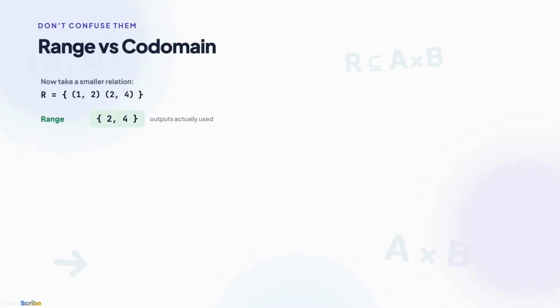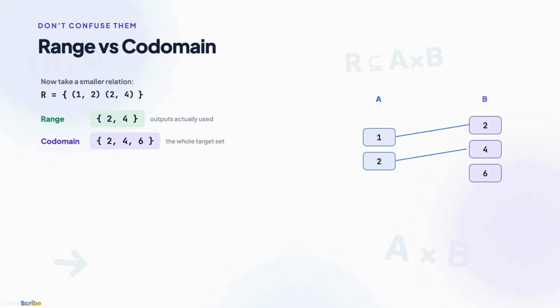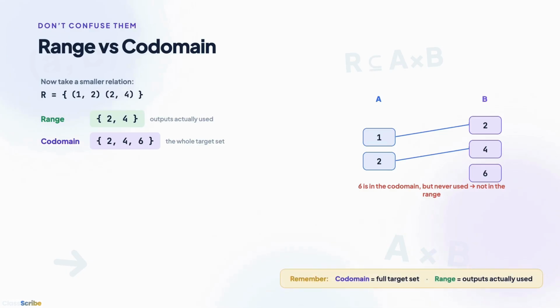However, if the relation contained only (1, 2) and (2, 4), then the range would be {2, 4}, while the codomain would still remain {2, 4, 6}. This is an important difference that students often confuse. Remember, the codomain is the complete target set, while the range contains only the outputs that are actually used.